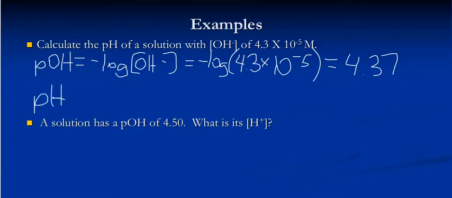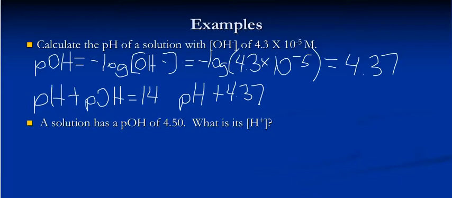Well, I don't want the pOH, I want the pH. But I know pH plus pOH equals 14. So pH plus 4.37 equals 14. That means my pH, when I subtract from 14, is 9.63. I had to use two equations to get to the answer in this problem.